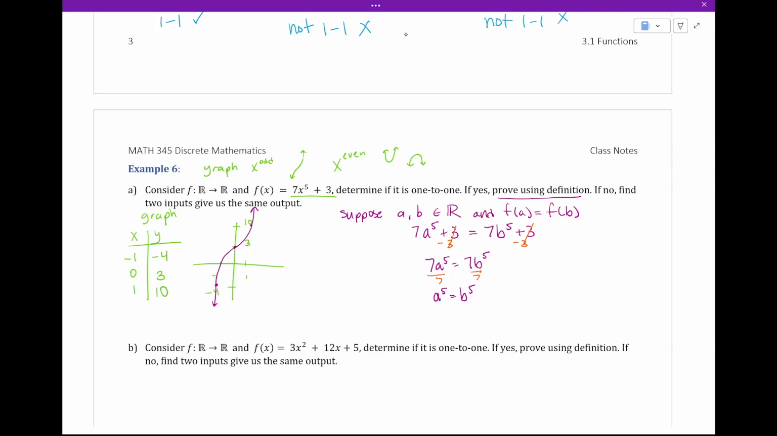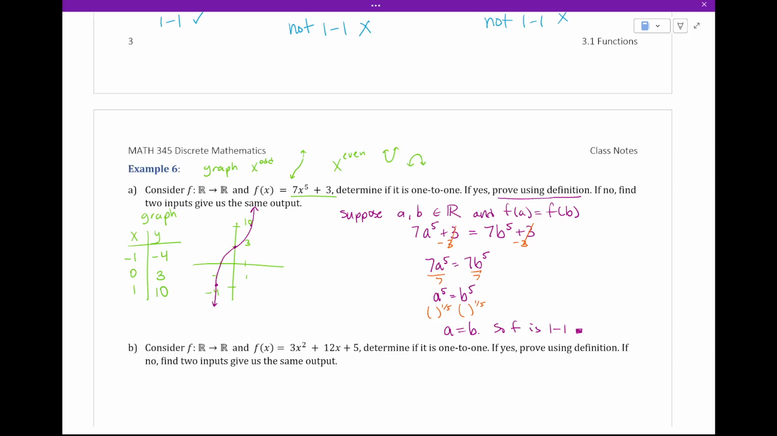And now I want to take the 5th root of both sides, or you can think about it as raising both sides to the 1/5 power. And when I do that, I get that a is in fact equal to b. So f is 1-to-1. This is like a little mini proof, so I'll do a little mini tombstone.